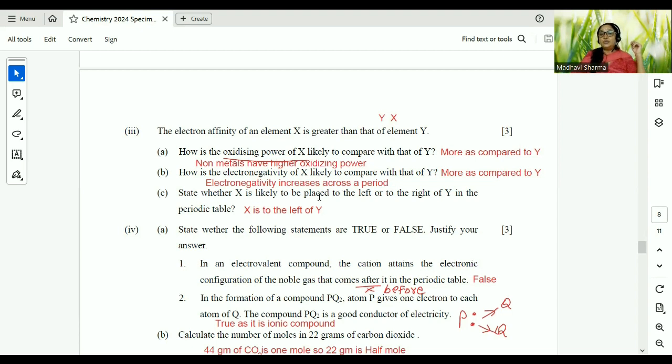State whether X is likely to be placed on the left or right. Of course, X is to the left of Y. Let's go to the fourth one.